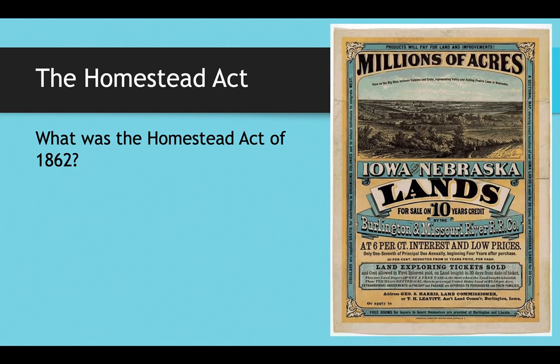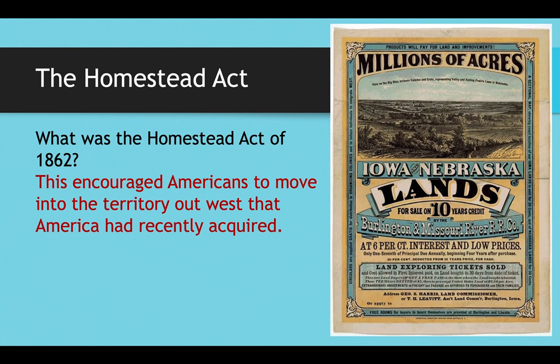Something that happened during the war that didn't get a lot of press at the time because the war was going on, but was still very important, was the Homestead Act of 1862. So this is something that encouraged Americans to move into the territory out west that America had recently acquired. While most of the fighting in the Civil War did not happen out west, one of the reasons why the war happened was the West, because the question was, is slavery going to extend to the West or not? And that's something that really brought the North and the South at loggerheads.